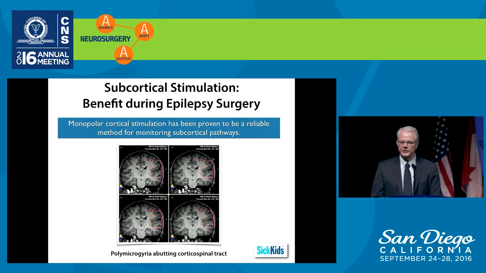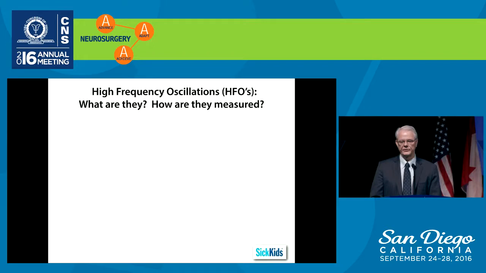Here's a case of a child who has polymicrogyria. You can see the expanded periinsular region here with the thickened cortex. So the cortical spinal tract is here. So as we're resecting that periinsular cortical dysplasia and polymicrogyria, you can see how close you're getting to the cortical spinal tract. So it's really nice to be able to do subcortical stimulation in these types of cases.